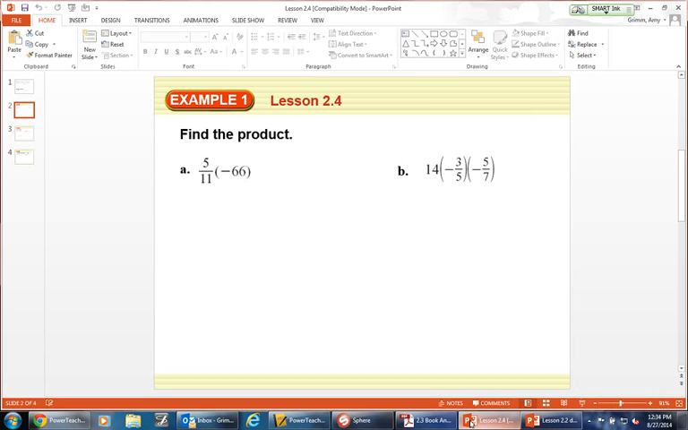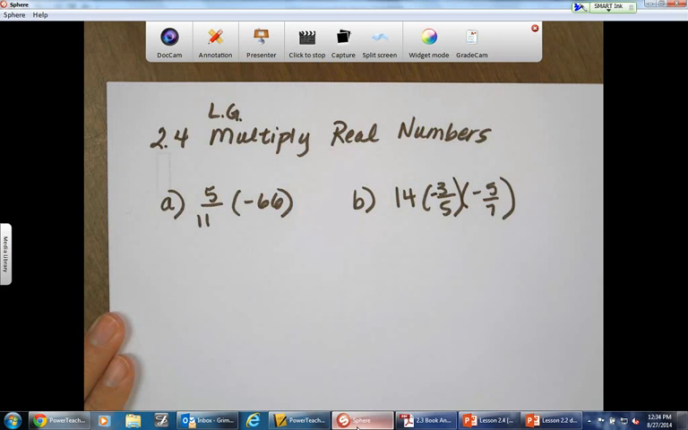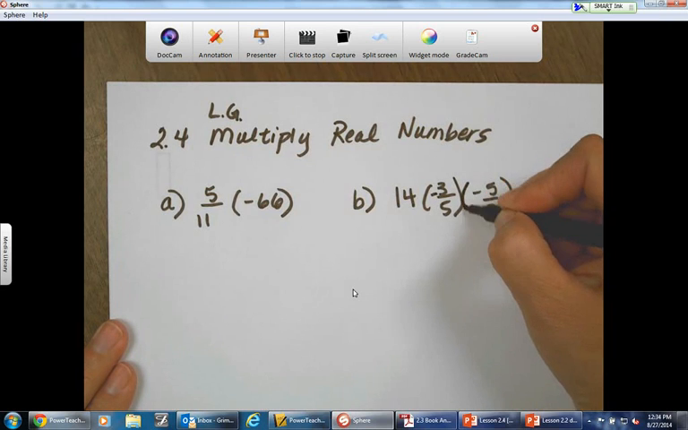And negative 5, 7. Okay. All right, so here's the two problems we're going to start with. Obviously, these are a little more detailed than what we did in the warm-up.